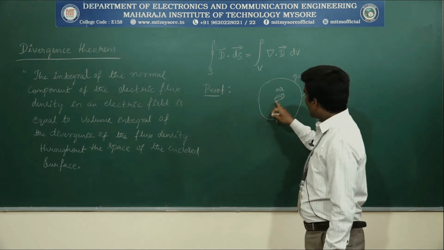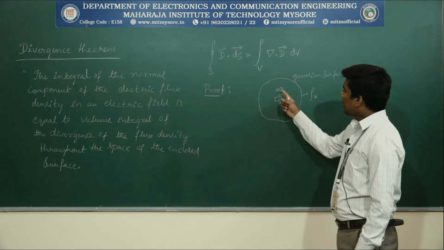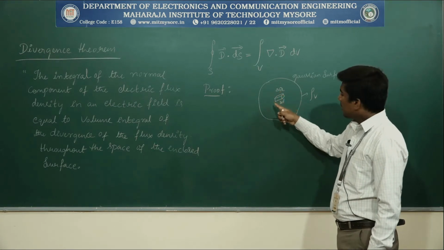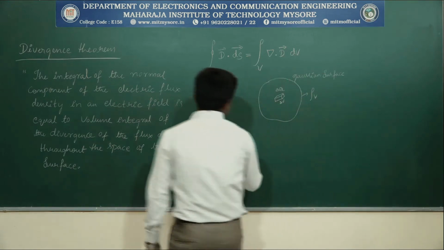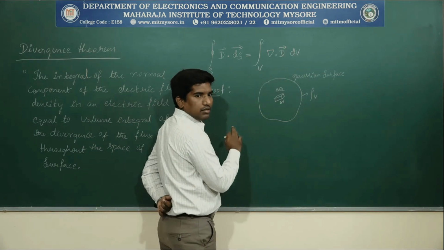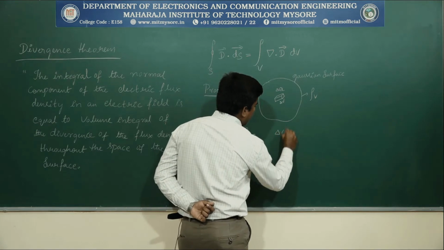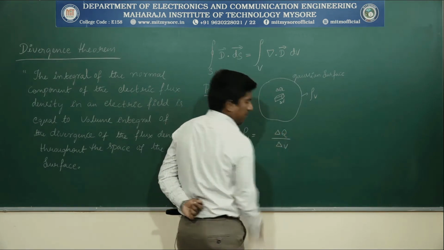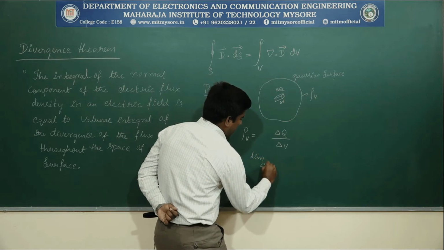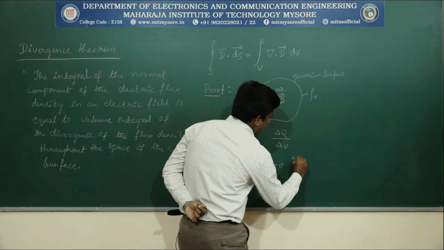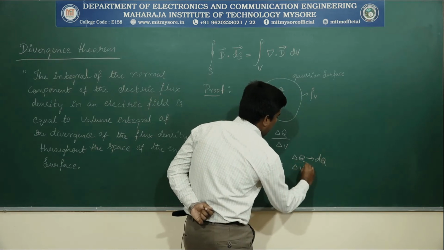So what is the volume we have considered here? Delta V is the volume which we have considered. So, elementary volume. Delta Q is the charge enclosed within this elementary volume. Delta V is the volume which we have considered inside this Gaussian surface. Now, according to Maxwell's first equation and Gauss law, we know that rho V is equal to delta Q divided by delta V. If I apply the limit delta V tends to 0, delta becomes d: delta Q becomes dQ, delta V becomes dV.